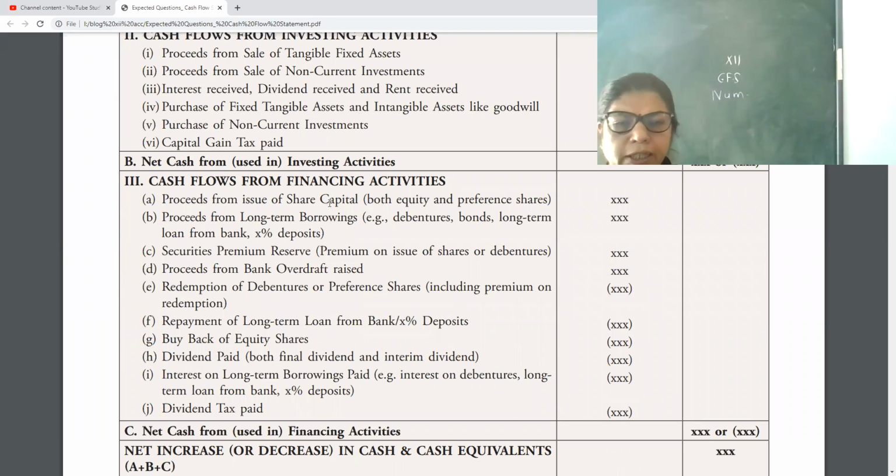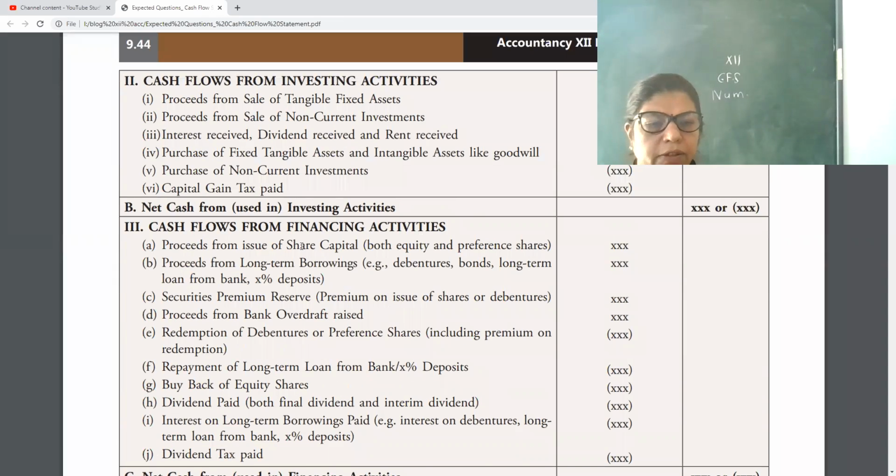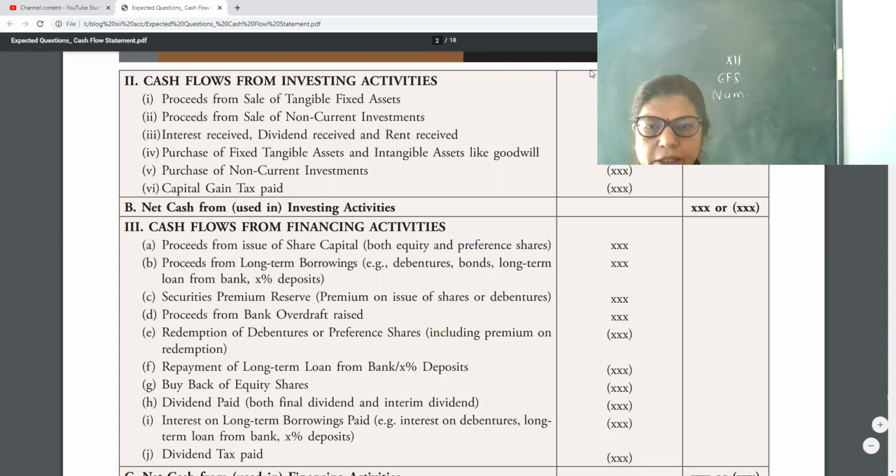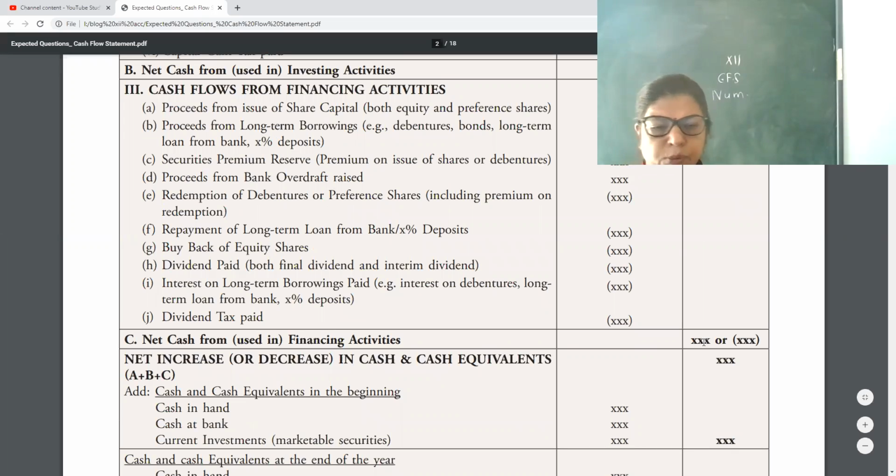Now, cash flow from financing activity. Financing activities means issue of share capital, equity or preference, and long-term borrowings, debentures, and long-term loans from banks. Both are inflows. Then what are the outflows? If the company does a buyback of shares, or redemption of debentures, those are outflows. If the total is positive, you will write net cash inflow, and if that is negative, you will write net cash outflow.